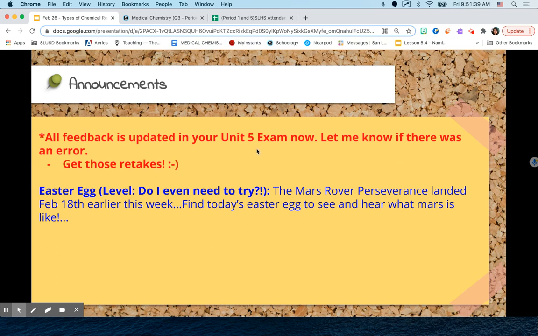Know that all your feedback is updated in your Unit 5 exam. So if you open up your Unit 5 molecular structures exam, you should be able to see feedback where for every single question you get wrong in a blue box, there will be a link to an explanation or a video of me explaining how to solve that problem. So this means you should be able to complete your retakes for that.